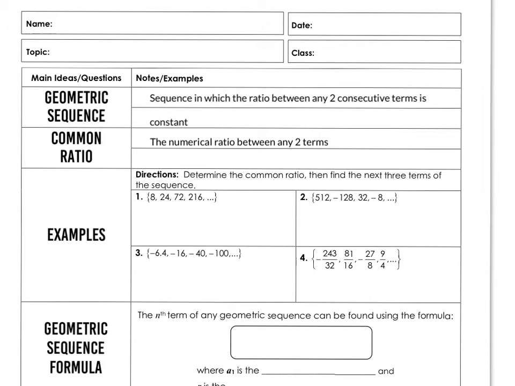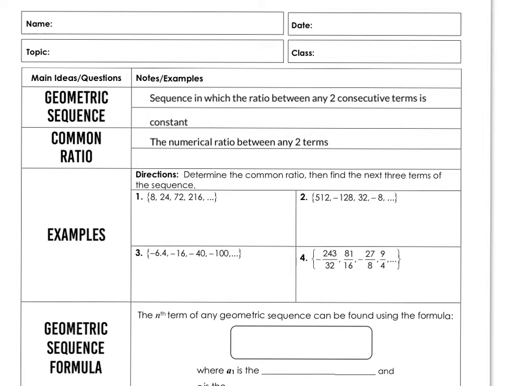A geometric sequence is a sequence in which the ratio between any two consecutive terms is constant. Basically, instead of adding and subtracting the same thing each time, like on the arithmetic ones, this time we're just multiplying. You can think dividing too, but you're really multiplying by a fraction. So if you're multiplying by the same thing each time, then it is a geometric sequence.